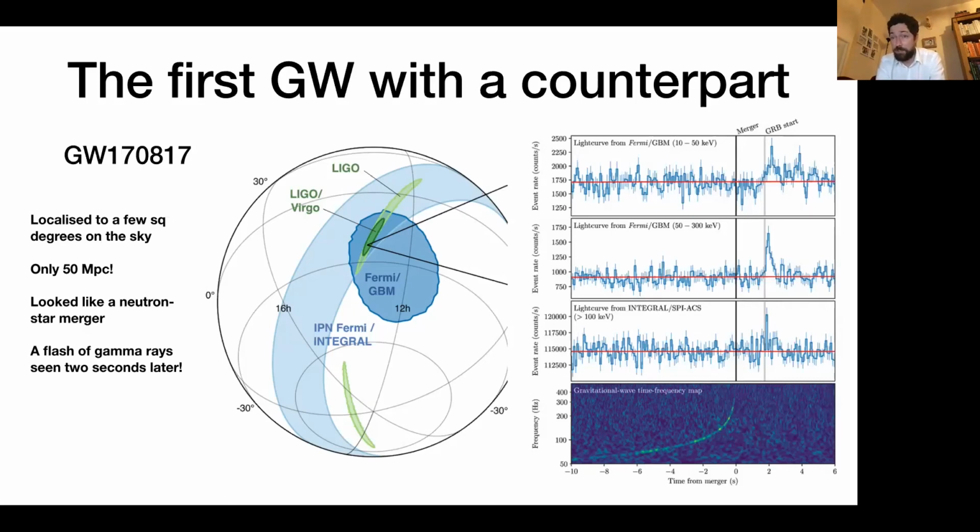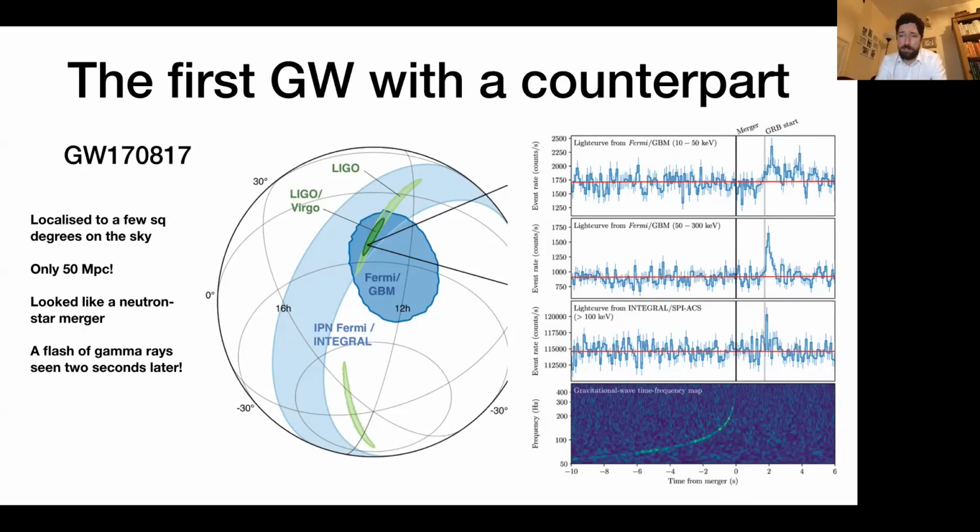What strengthened that even more is that 2 seconds after this gravitational wave was discovered, gamma ray telescopes in orbit saw a flash of gamma rays coming from the same region of the sky. And again, this flash of gamma rays is one of the characteristic smoking guns of 2 neutron stars merging. So the community was extremely excited about this.